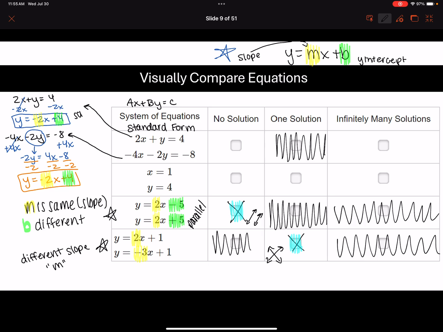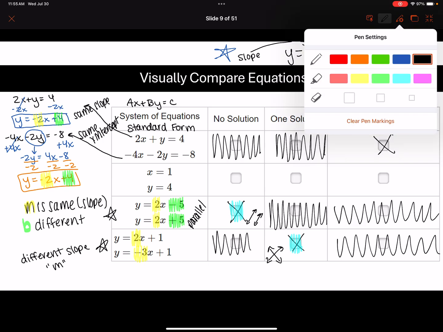They have the same slope and the same y-intercept. Since they are both the same, that means they're the same line. They're right on top of each other. They're going to overlap. That is infinitely many solutions. They're going to be on top of each other when we graph them, just like what was in those pictures.